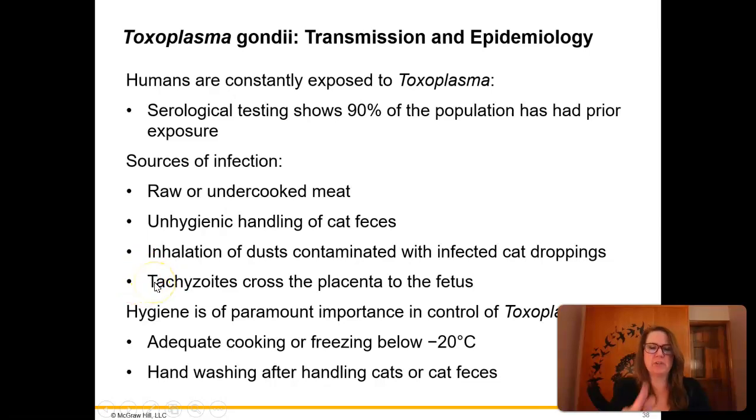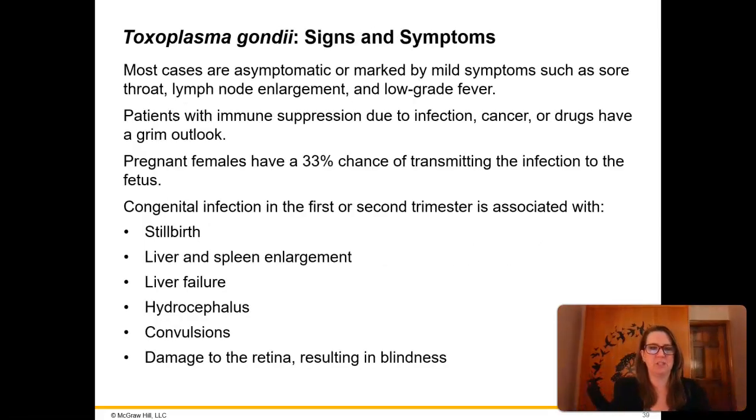So the tachyzoites, I want to show you a figure in just a minute. These can cross the placenta and get into the fetus, and this is where we're going to have some serious conditions. So hygiene is important. Wash your hands after handling cat feces. Have somebody else handle the litter box stuff. If you're in a house with a cat, you're not going to get toxoplasma just from that. It's the handling of the feces, and if they're infected, and a lot of cats are infected, you take proper hygiene measures.